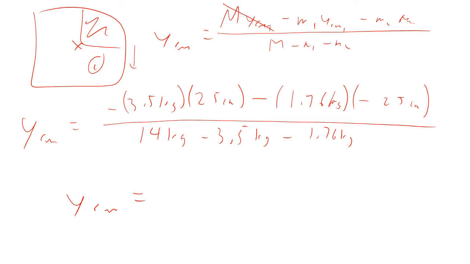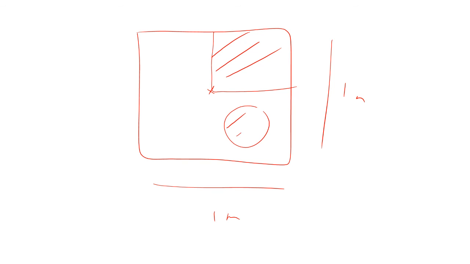So the y center of mass actually comes out to be a little bit different here. It's going to be minus 0.0498 meters. So in other words, that's about 5 centimeters. So 1 meter by 1 meter, the center of mass of the whole thing is right here. If I cut out this and I cut out that, then the center of mass moves over 15 centimeters and down 5 centimeters. So the new center of mass is going to be right there. Okay, so that's how you would do it for a complicated system of this sort.